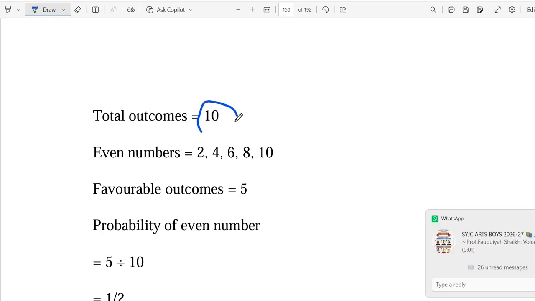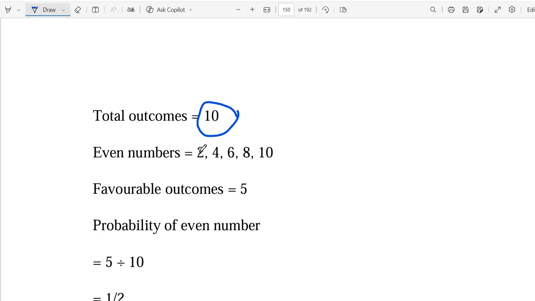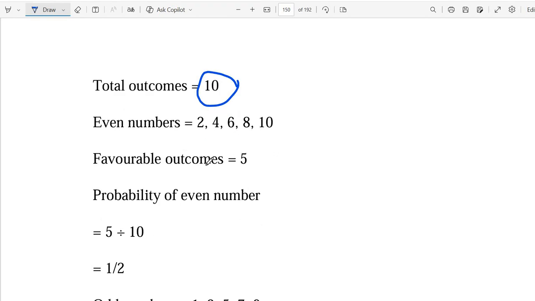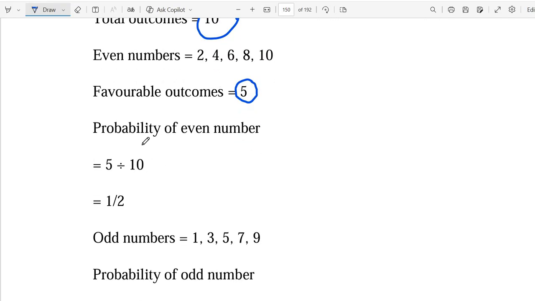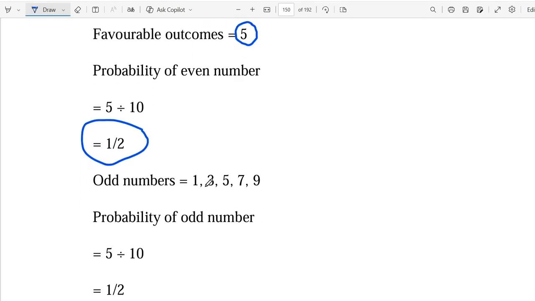Total outcomes: 10. Possible outcomes 2, 4, 6, 8, 10 for even numbers. That is the favorable condition. Total 5 favorable outcomes and total outcomes 10. Out of 10 numbers, only 5 can be even, right? That is half of the numbers. So our probability is 0.5 or 1 upon 2.